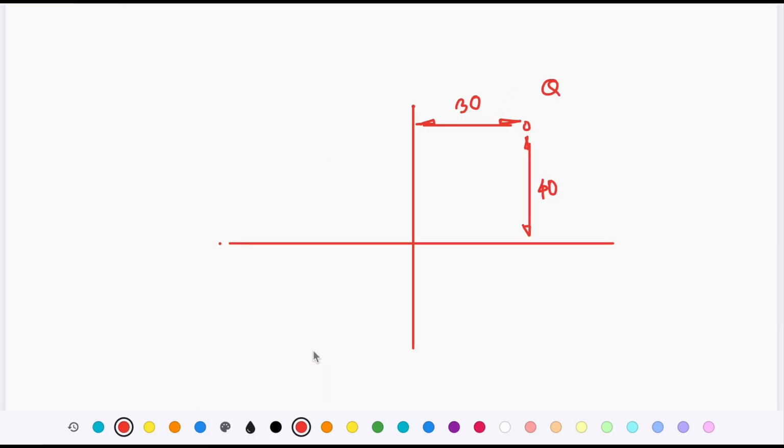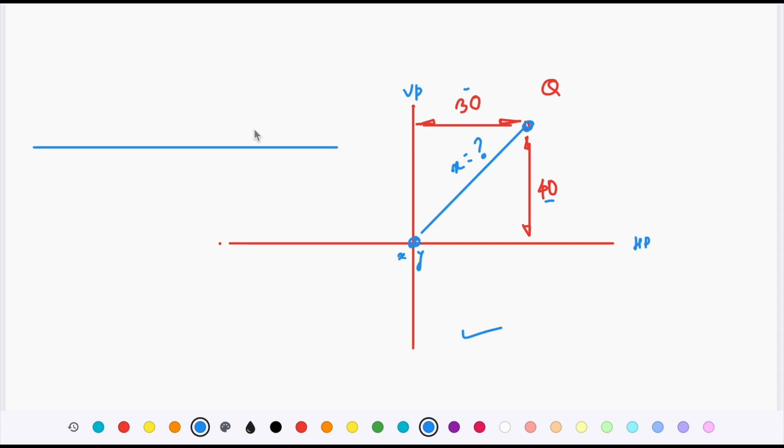This is the point Q. It is 40 mm above HP, 30 mm in front of VP, and we have been asked to find shortest distance from VP. Solve this example. Let's say this is XY line.